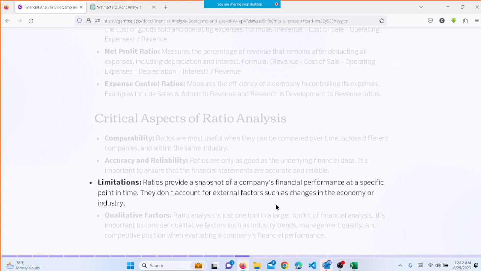And ratios give a snapshot at a particular time. They don't know about external factors. They don't know about non-financial aspects, and they are only a diagnosis of a problem. So even if you know that the cost of goods sold has dropped by 1 percentage point, it does not tell you why. It does not tell you where. It does not tell you what to do. It just gives you an indication that there can be something wrong.